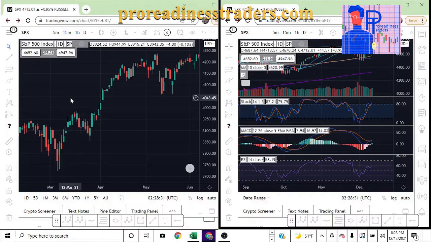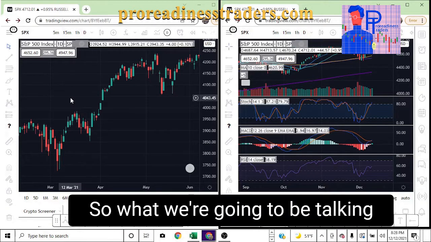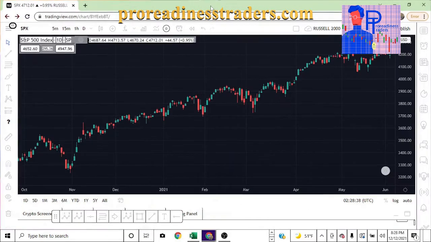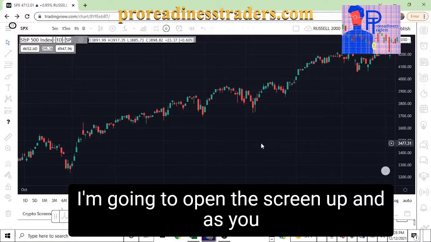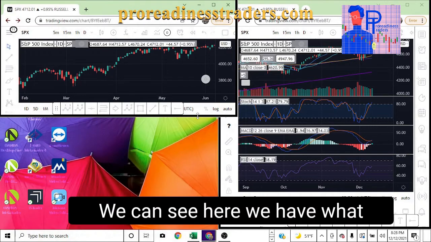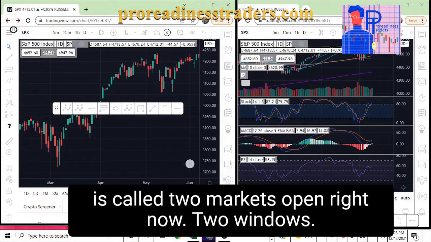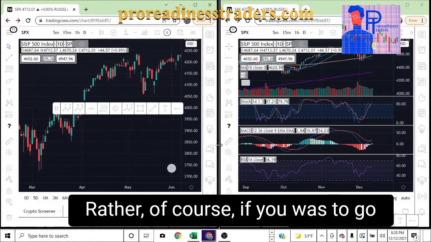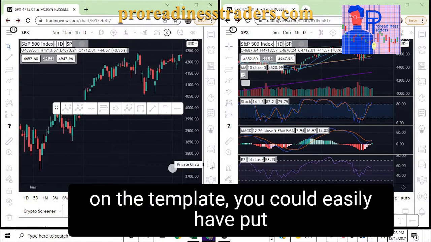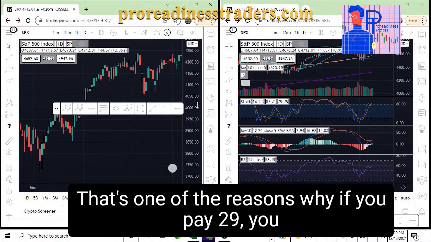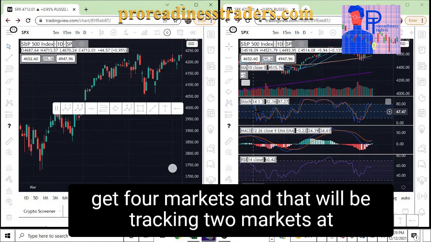Okay, so what we're going to be talking about today is support and resistance. I'm going to open this screen up, and as you can see, let me go back right quick. We have two markets open right now, two windows rather. If you go on the templates, you could easily put this together in a four or eight. That's one of the reasons why if you pay 29, you get four markets, and that would be tracking two markets at one time.